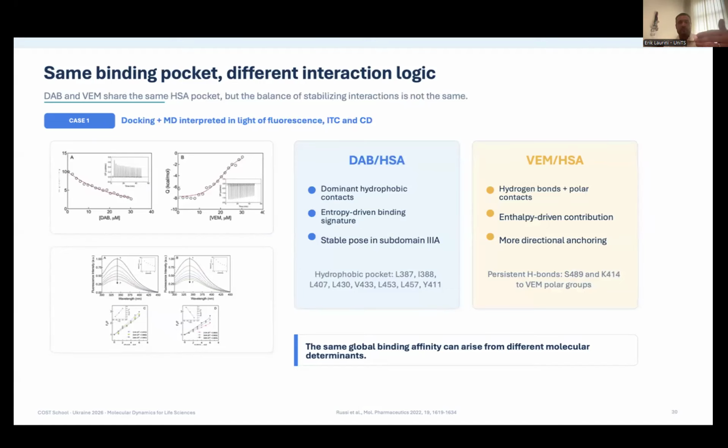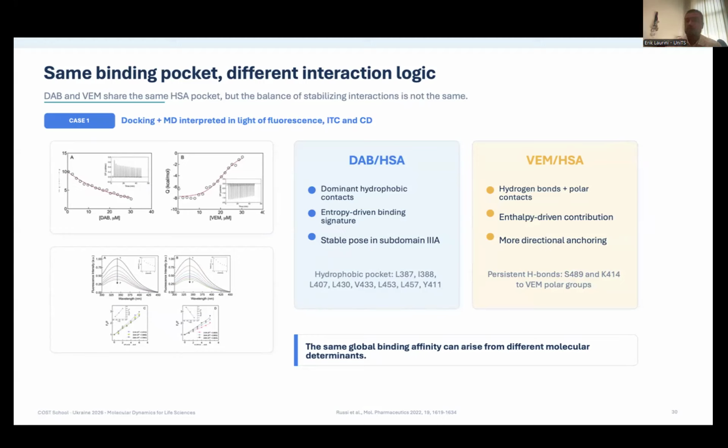The binding of the dabrafenib-HSA complex is dominated by hydrophobic contacts, and we are also able to define the most involved amino acids in the contacts, while vemurafenib binds HSA by forming hydrogen bonds and a lot of polar contacts.